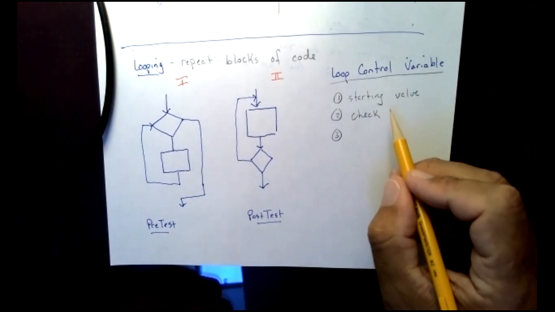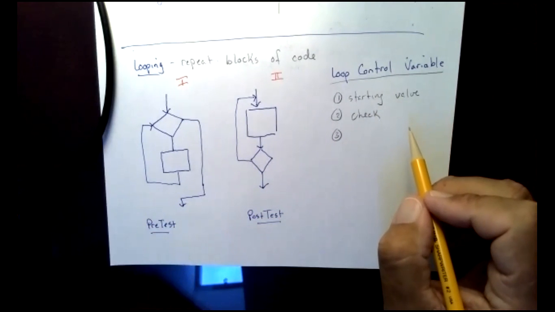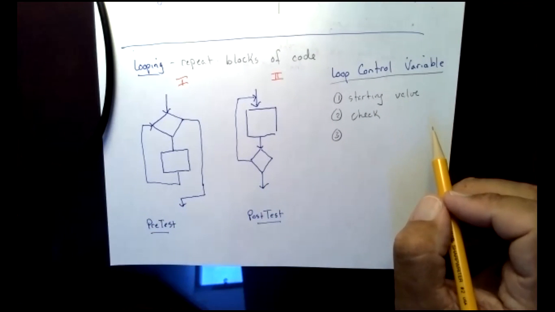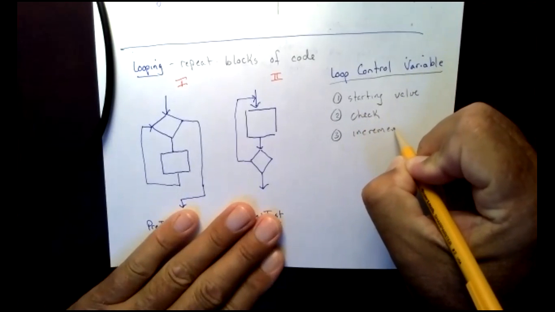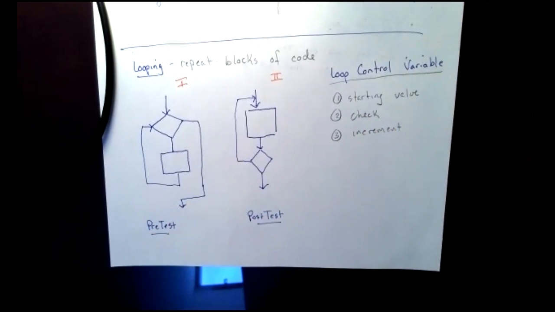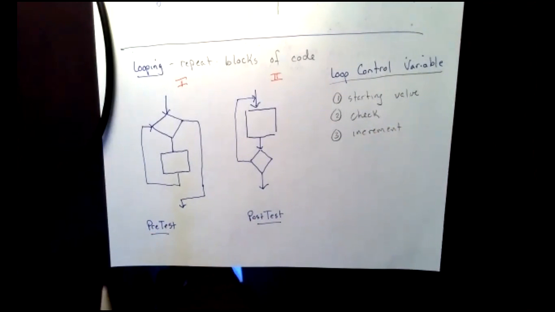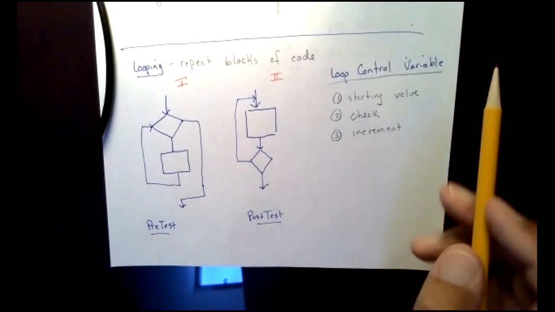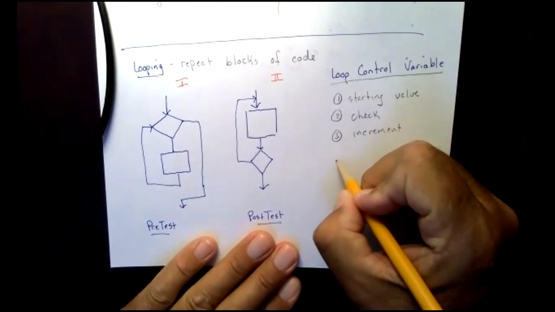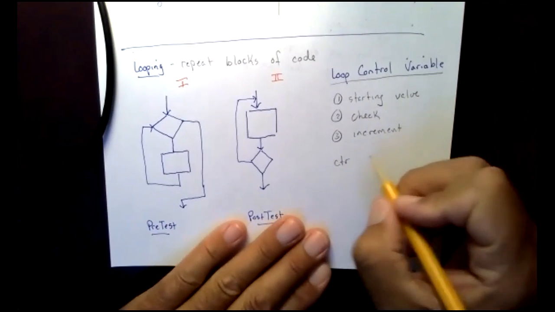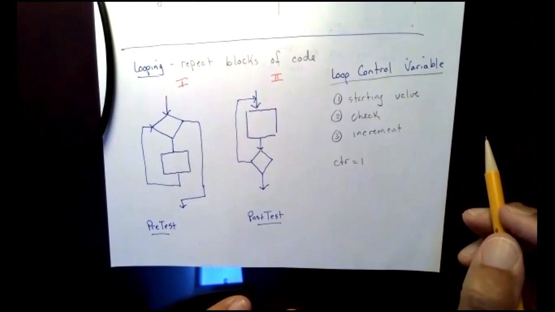So as long as my loop control variable is less than 11, I need to keep going. And it's going to need finally some sort of increment. So the third use, the third way the loop control variable works in a loop is it gets a starting value. As I said, maybe it'll be something like CTR for counter, gets a value of 1.